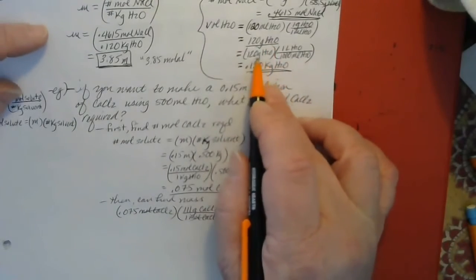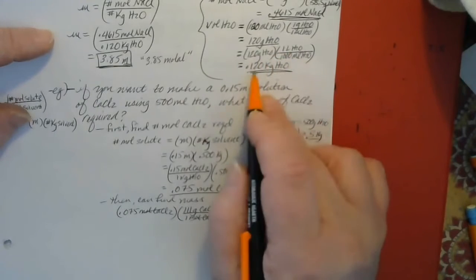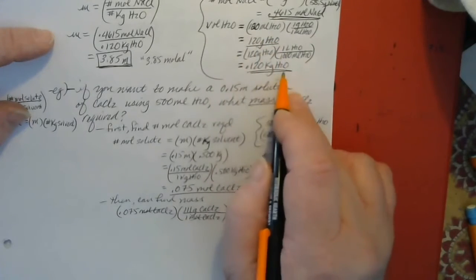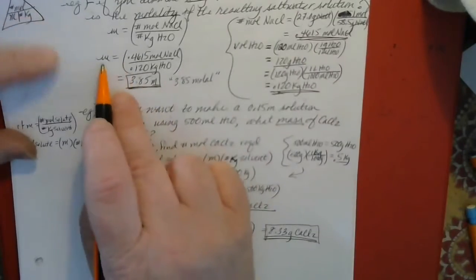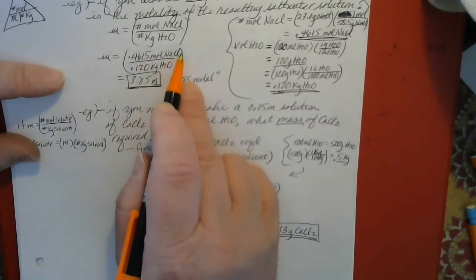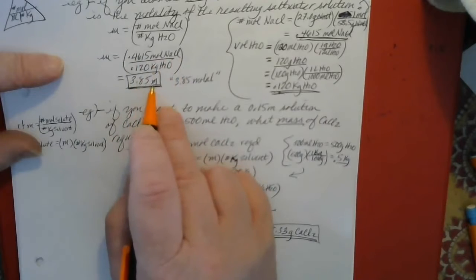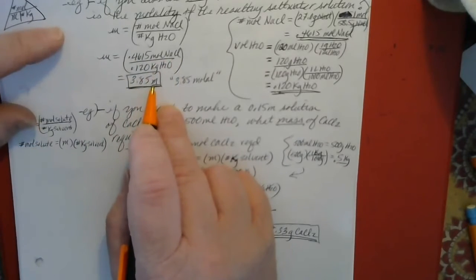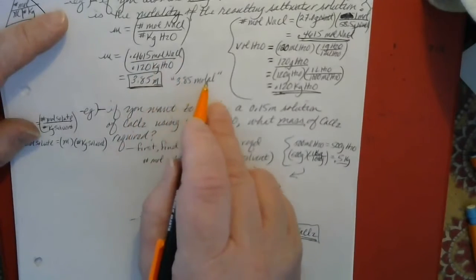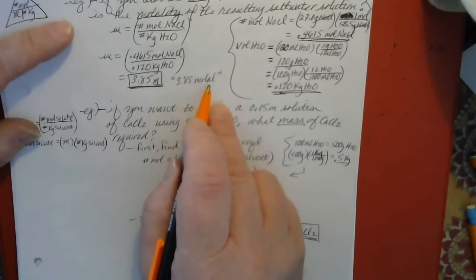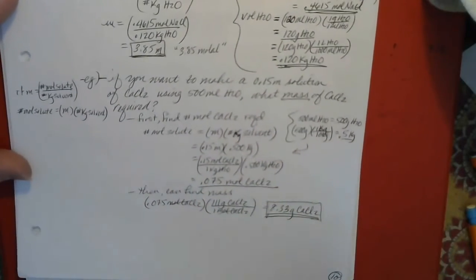And 120 grams of water can be converted to kilograms by dividing by 1,000. And so 120 grams of water is 0.120 kilograms of water, and that's our denominator. So the molality is 0.4615 moles of NaCl over 0.120 kilograms of water, and we end up with 3.85 followed by a lowercase m, which would be called 3.85 molal solution. All right, that was pretty straightforward.